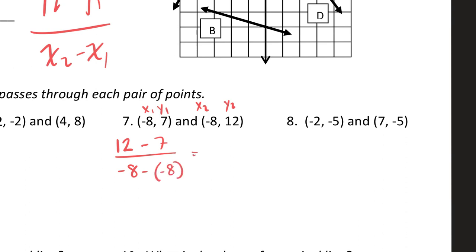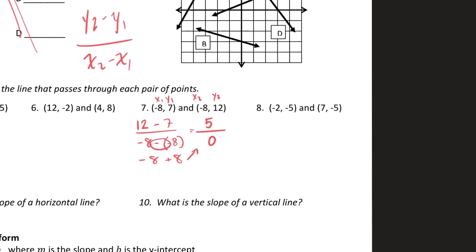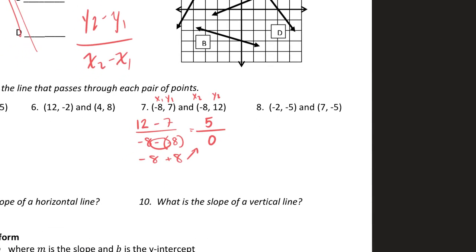All right, 12 minus 7 is 5. So what is negative 8 minus negative 8? Well, remember that really means plus. So that's saying negative 8 plus 8. That equals 0. So what's the slope here? Is the slope 0?